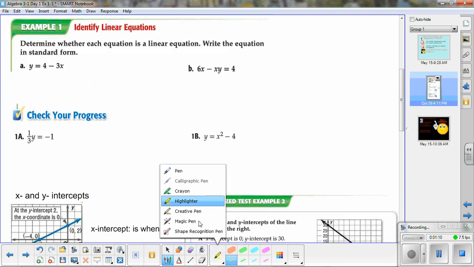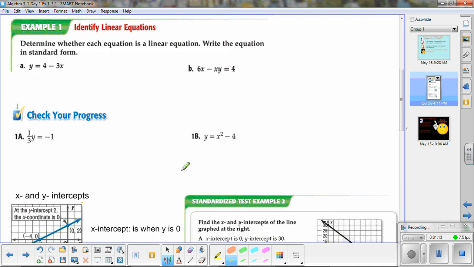In the first example, y equals 4 minus 3x, we're going to determine if that is linear, and if it is, we're going to write it in standard form. So the first thing we're going to do is try to rearrange this equation so it's in the form ax plus by equals c. So we want to move this x term to the other side so it's with the y.